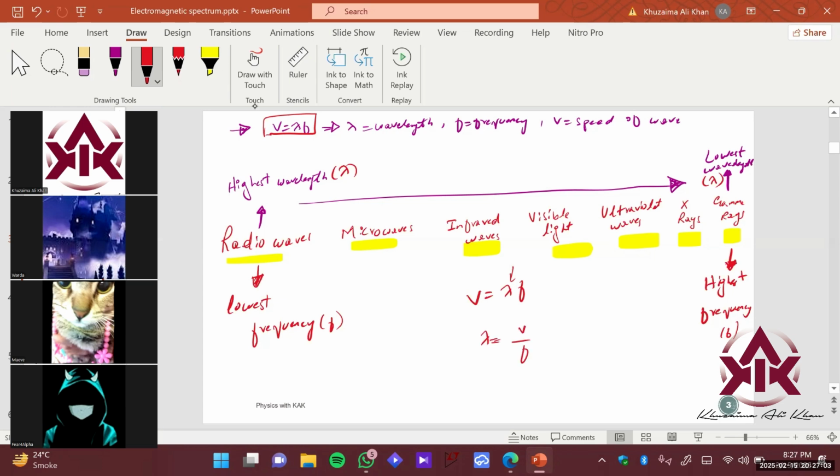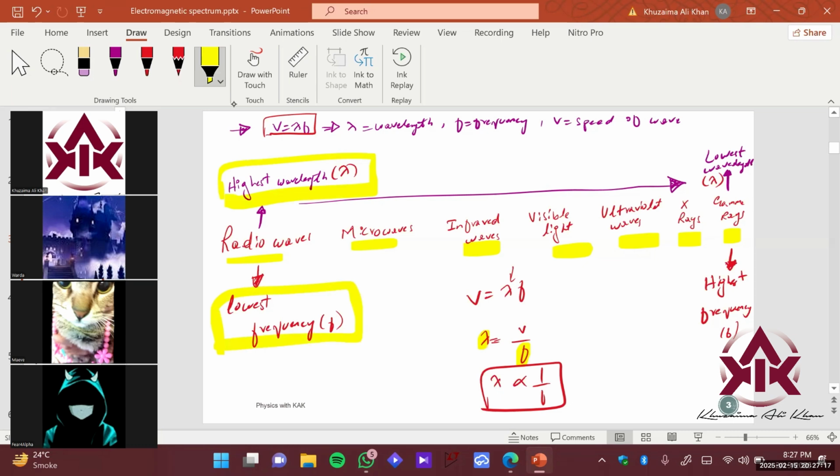So what is the relation between wavelength and frequency? It's an inverse relation, right? You can see that there is an inverse relation between lambda and frequency. That is how you can learn that if it is the highest wavelength, it would have the lowest frequency here. If it has the lowest wavelength, that particular wave would have the highest frequency here, right? So that is how the spectrum is created, and that's how you should learn these particular trends here, right?